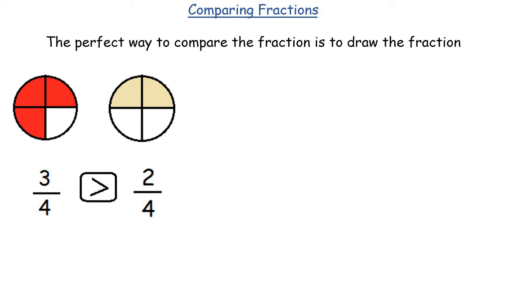So the first step, we need to make sure that the denominators are the same. The denominators should be equal. Then after that, we look at the numerator. If the numerator, the shaded pieces, is bigger than the other, then it will be the biggest fraction. Okay, let's take another look.